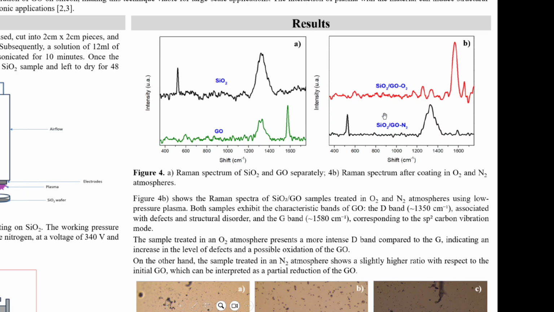In an oxygen atmosphere, the D band intensifies, indicating an increase in defects and possible oxidation. In a nitrogen atmosphere, the spectrum suggests a partial reduction of the GO.